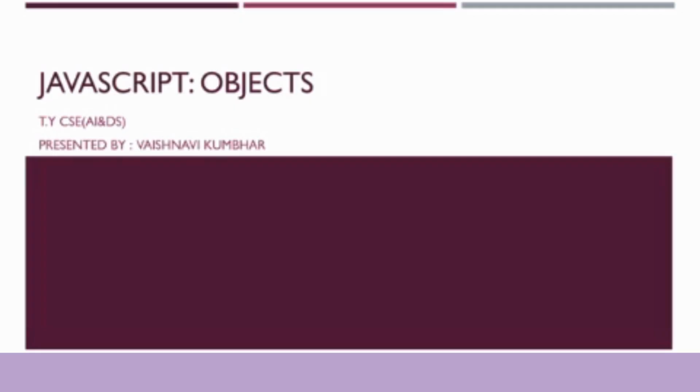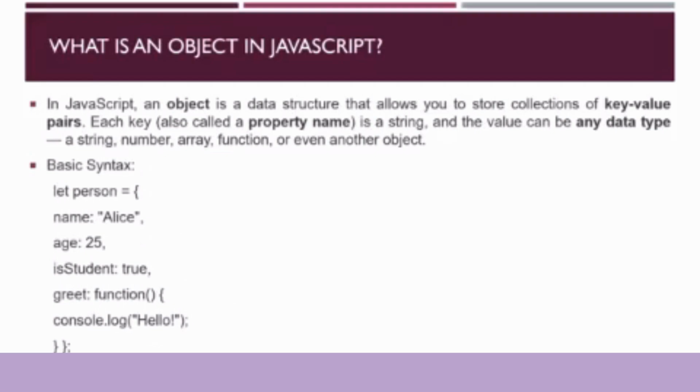Today I am going to talk about a very important and basic concept in JavaScript, objects. I will explain what objects are, why we use them, and how they are used in real world coding. Let's get started. So, what is an object in JavaScript?